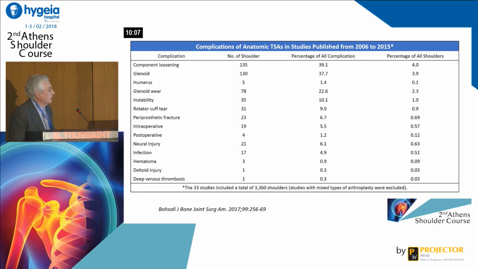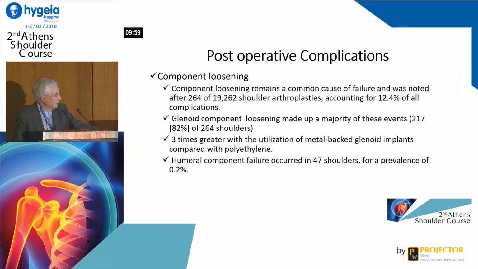You see the different complications and the percentage of all complications, and you see the component loosening is the first one. It's a common cause of failure of arthroplasty. It's 12.4% of all complications. Glenoid component loosening makes up the majority of these events. It's 3 times greater with the use of metal back glenoid implants compared with polyethylene.